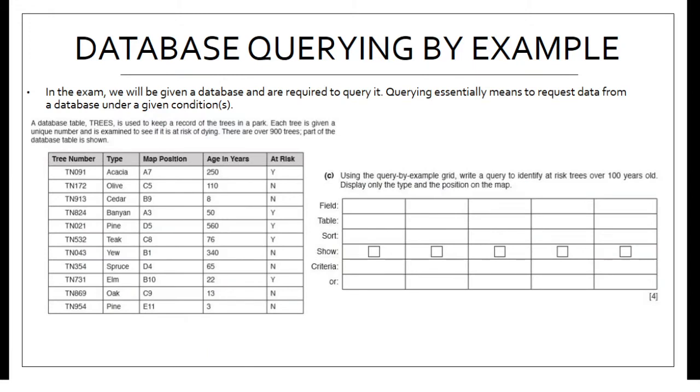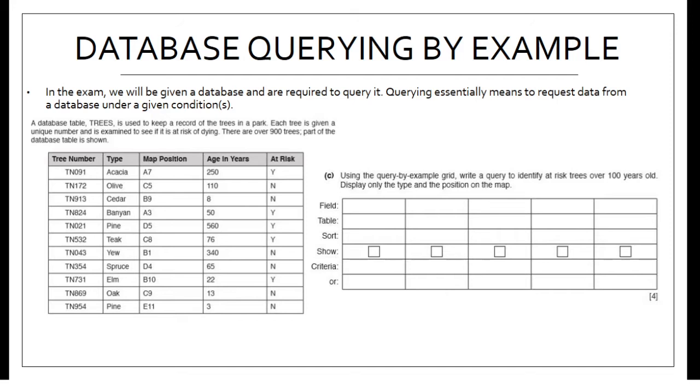Database querying by example. In the exam, we will be given a database and are required to query it. Querying essentially means to request data from a database under given conditions. First, let's read the question carefully. A database table, trees, is used to keep a record of the trees in a park. Each tree is given a unique number and is examined to see if it's at the risk of dying. There are over 900 trees. Part of the database is shown.